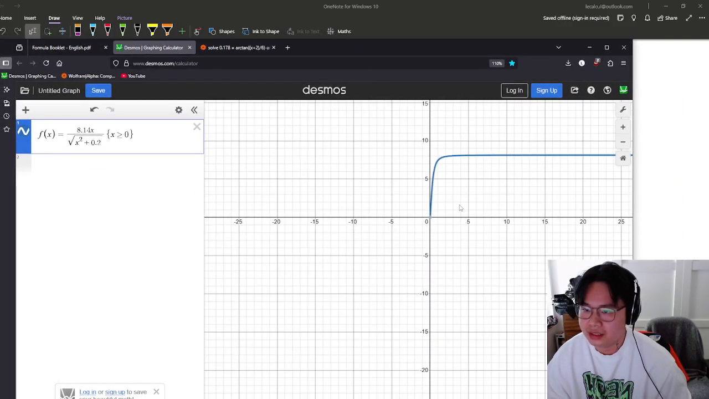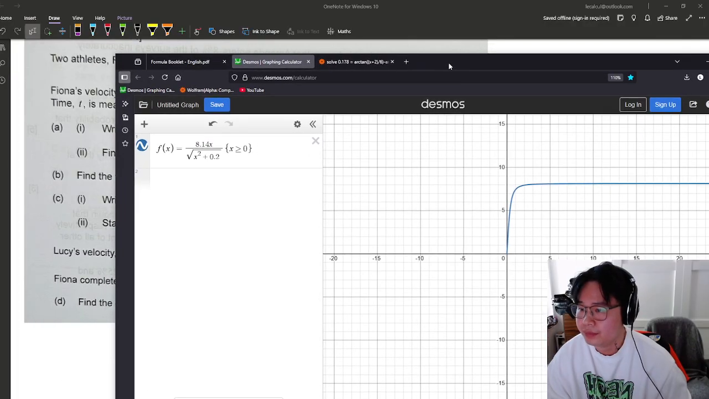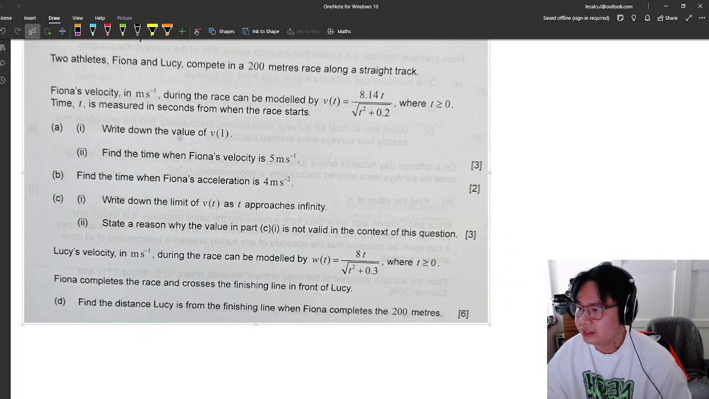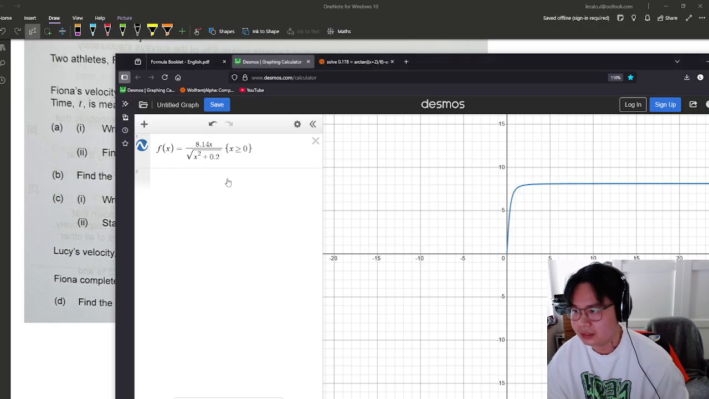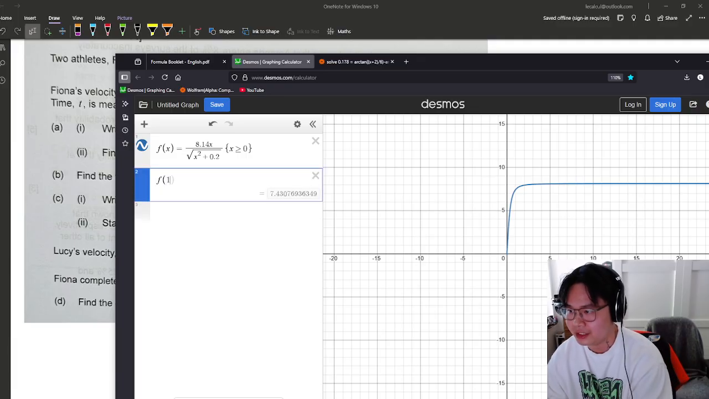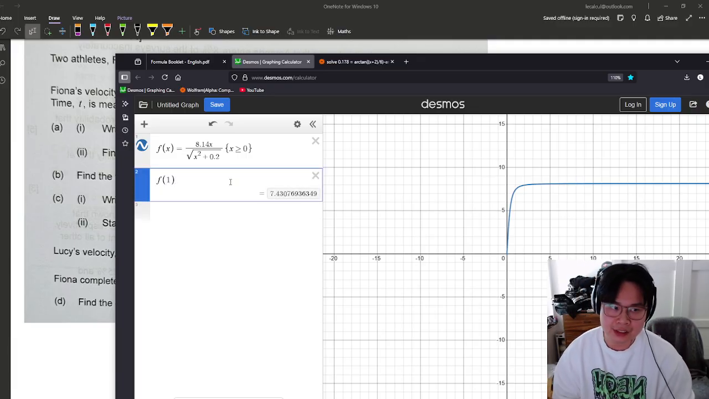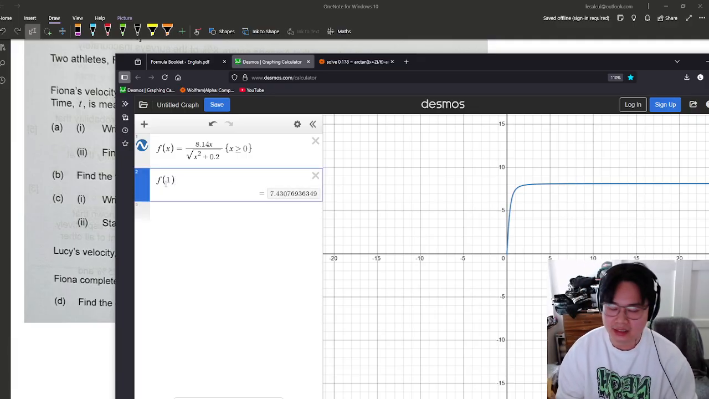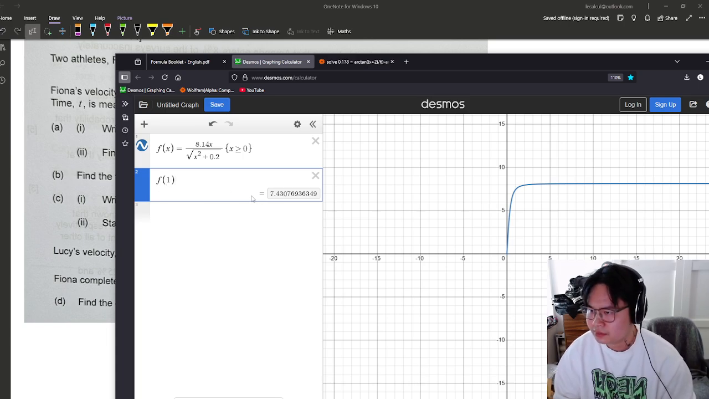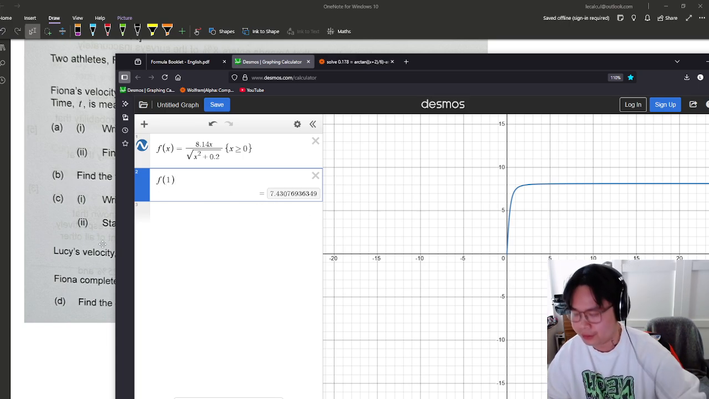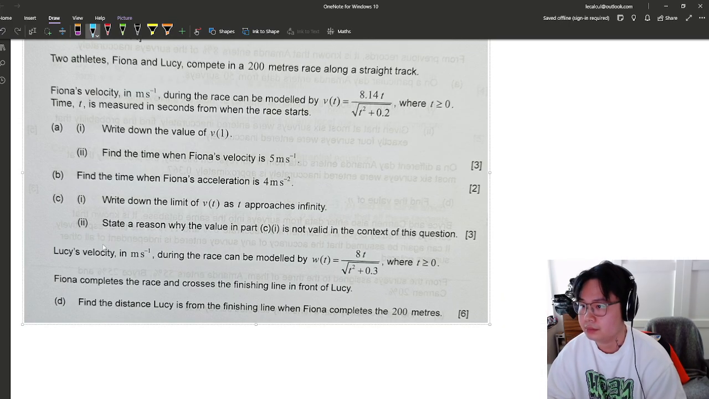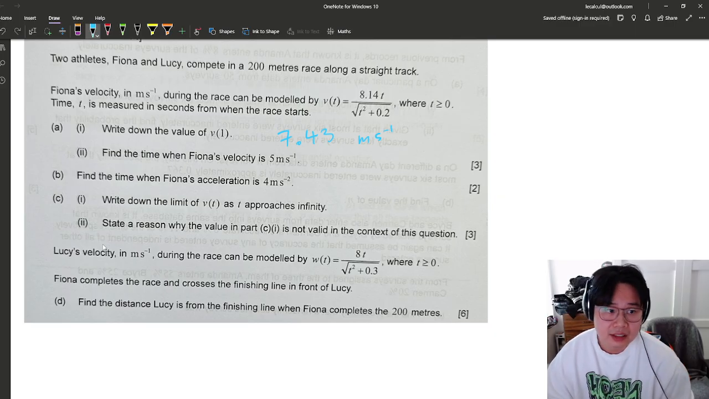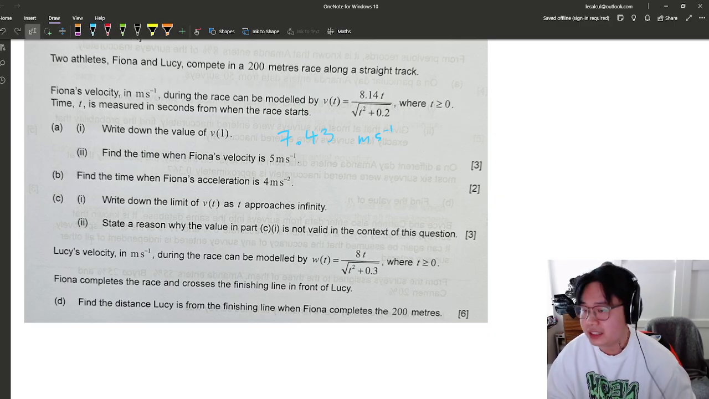Okay, so here is your graph. We are gonna just plug in 1. So your graphing display calculator has a calculator function where you can give it a function and then tell it to input a value for x. So 7.43 meters per second. Okay. Find the time when Fiona's velocity is 5.